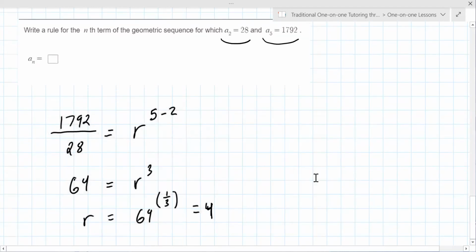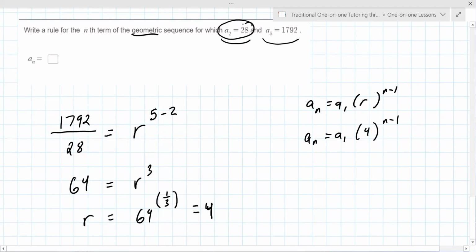Now, the next thing is you write the formula for a geometric sequence: an equals a1 r to the n minus 1 power. So you write what you have already calculated for r, to the n minus 1 power. And this time you choose one of the points. I'm going to choose the second point. This means that n is 2. So it's a1 times 4 to the 2 minus 1 power. And then a2 is 28.